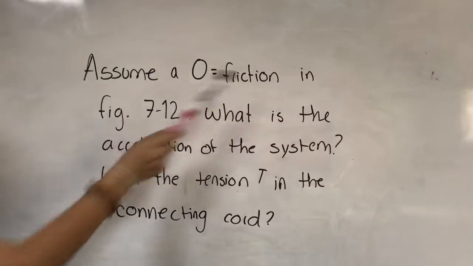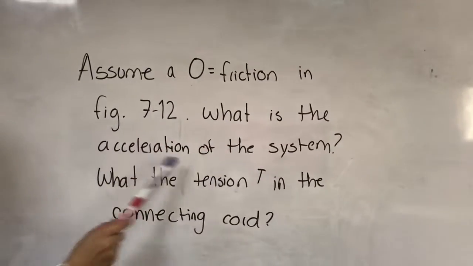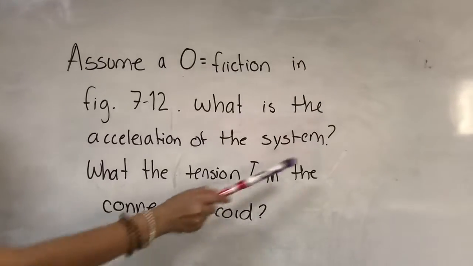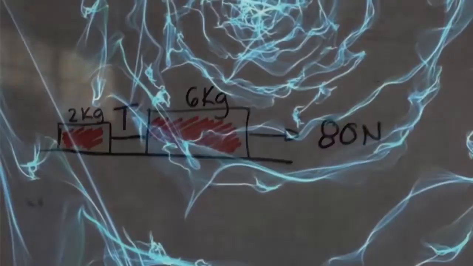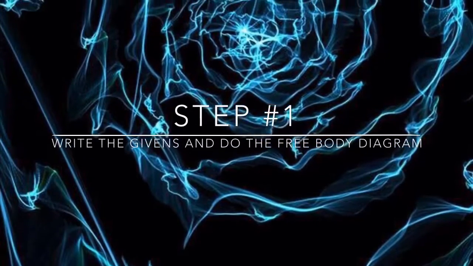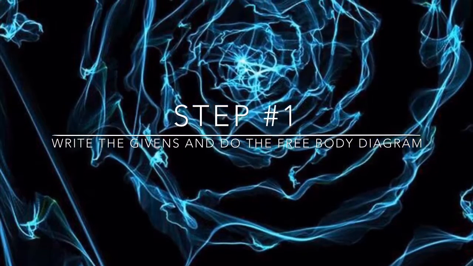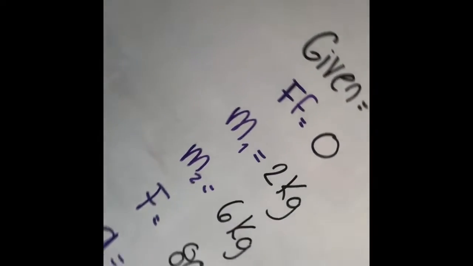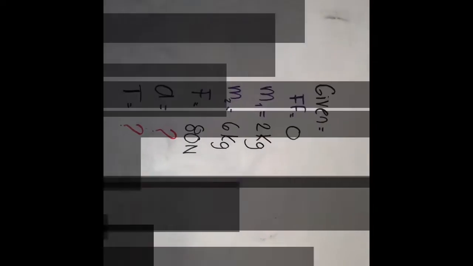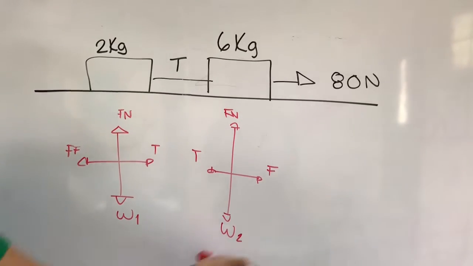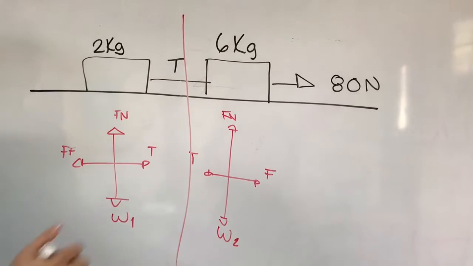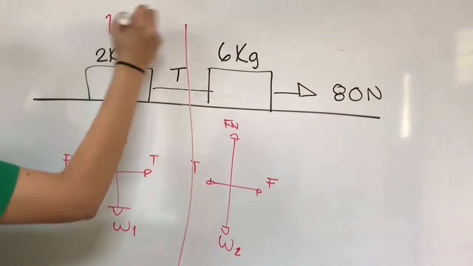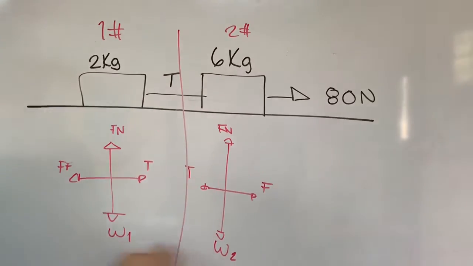Assume a zero friction in figure 7.12. What is the acceleration of the system, and what is the tension T in the kinetic cord? This is the free body diagram. We need to separate them, so we have the first and the second figure.